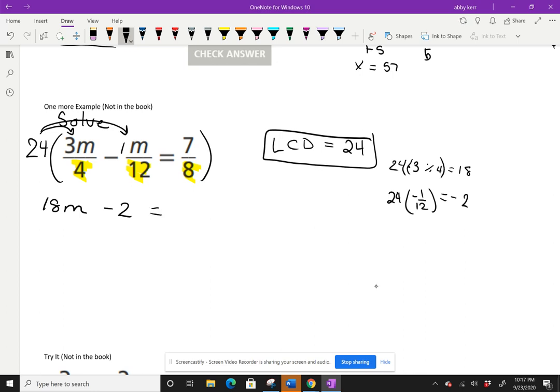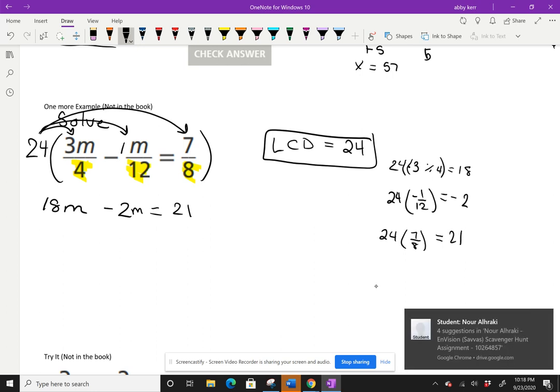And then all the way over here, 24 times 7 gets you a big number, but you're going to be dividing that soon anyway. So 24 times 7 is 168, divided by 8 gets you 21. What I put in the calculator was 24 times 7 over 8, and that got me 21.